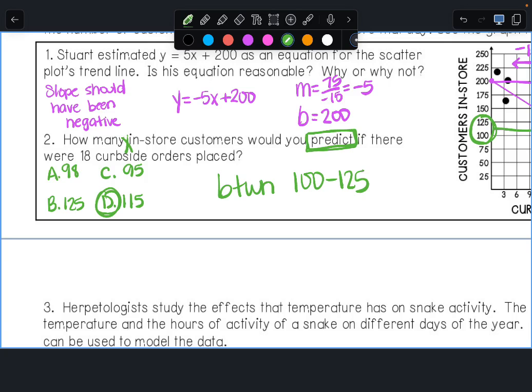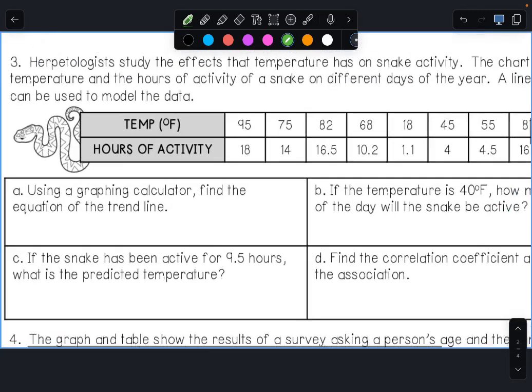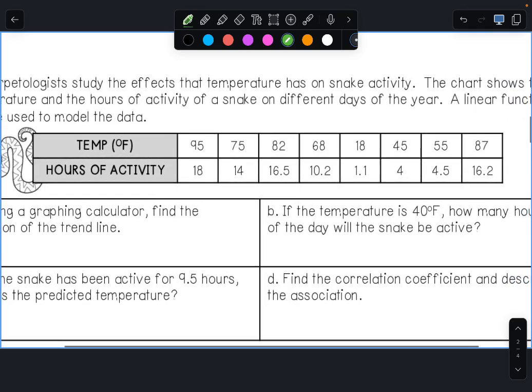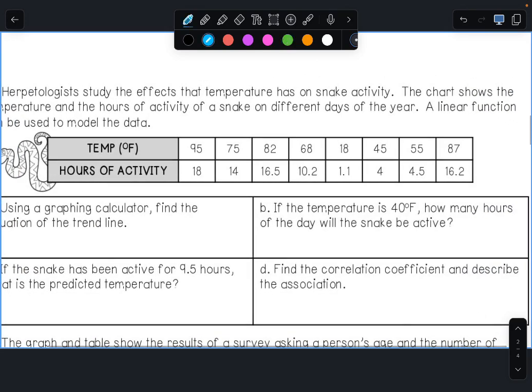Flip it over. All right. Focus. Find the equation of this line. Go at your own pace. Put your points into stat edit. Go to stat, calculate, and do all that good stuff at your own pace.